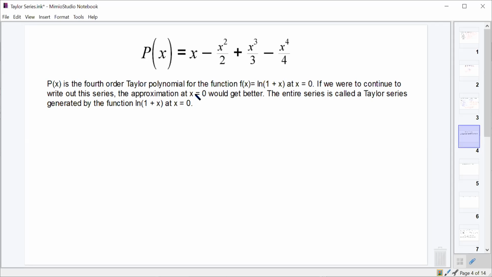You could put any number in. If you wanted to get a better approximation of the natural log of 100, right? Well, then you could just have x be 99. You could put in the value of the function at 99, the first derivative at 99, the second derivative at 99, as many terms as you wanted to get as accurate of an estimate as you could possibly get. Does that make sense?